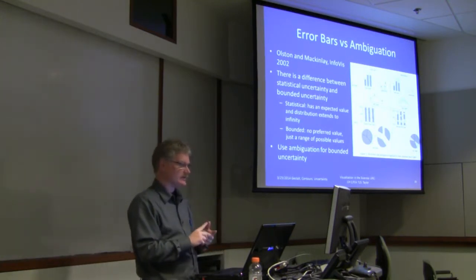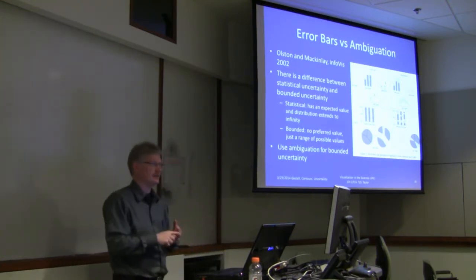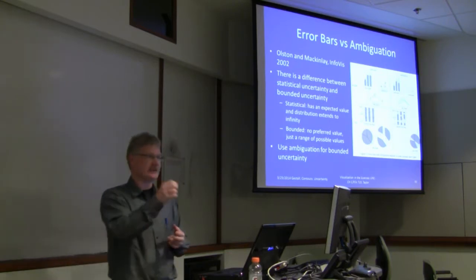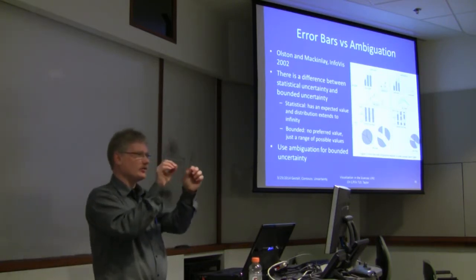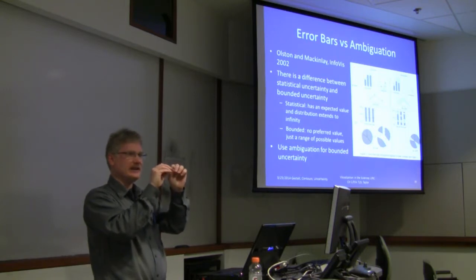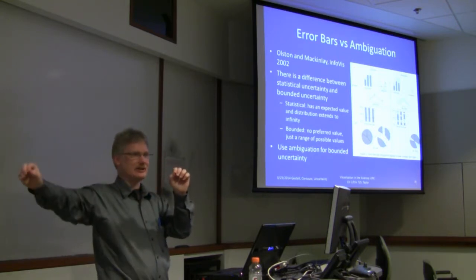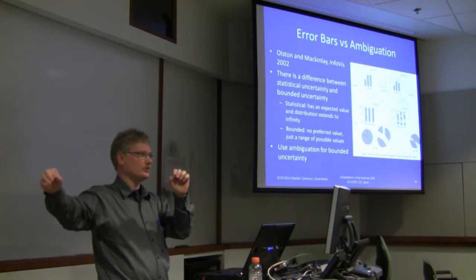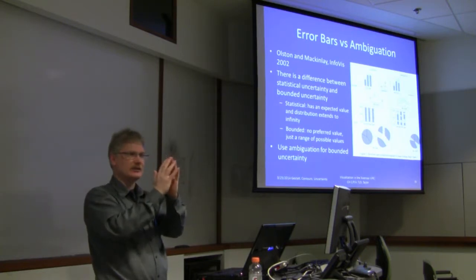There's a difference between statistical uncertainty and bounded uncertainty. Statistical uncertainty is if you take a bunch of measurements of something, often it'll have a normal distribution around the actual value. What that means is it's incredibly unlikely but possible to get a value very, very far from the actual one, but much more likely to get one that's close.